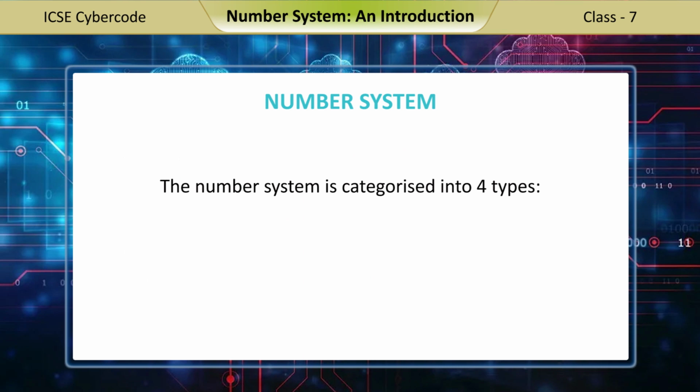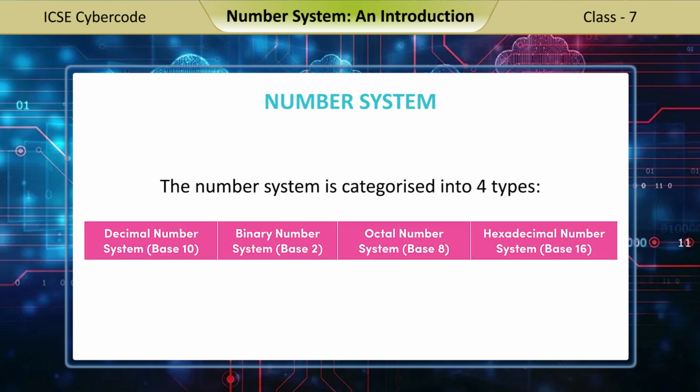The number system is categorized into 4 types. Decimal number system, base 10. Binary number system, base 2. Octal number system, base 8. Hexadecimal number system, base 16.